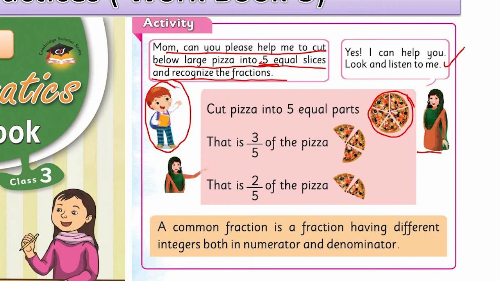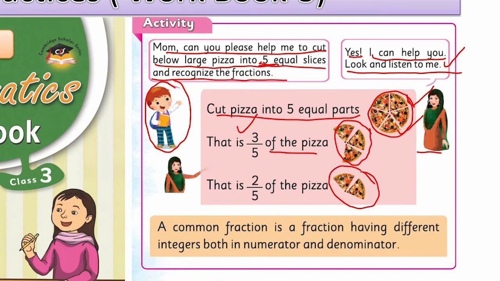His mother replied him, "Yes, I can help you. Look and listen to me. Cut pizza into 5 equal parts." You can cut like this. And then that is 3 by 5 of the pizza. How many parts are these? 3. How many total parts? 5. So the fraction will be 3 over 5. Similarly, how many parts? 2 and then total parts 5. So that is 2 by 5 of the pizza.